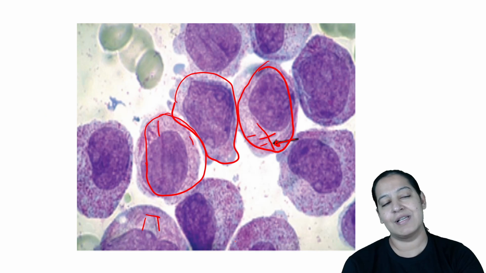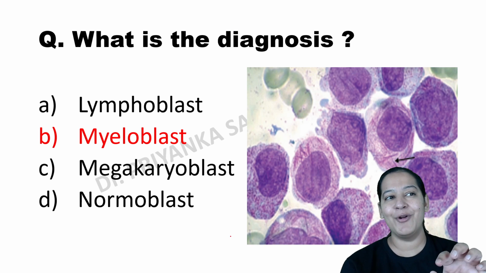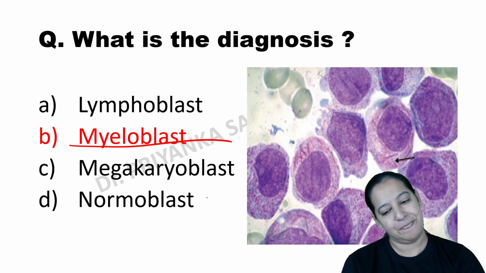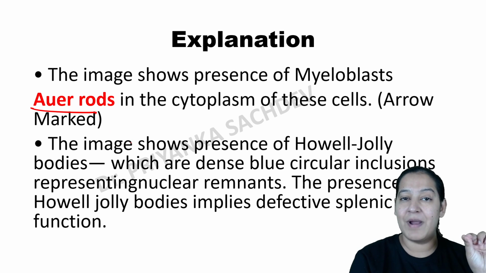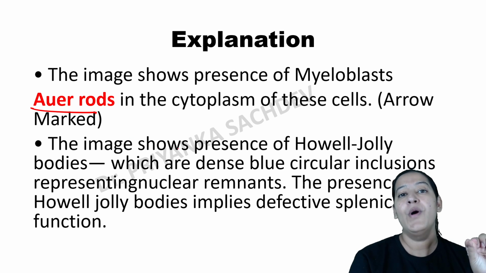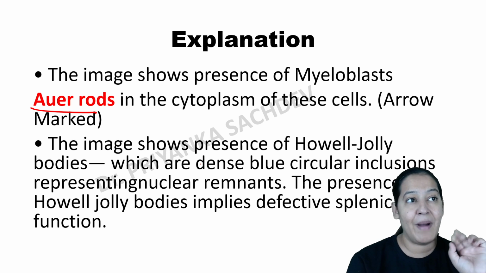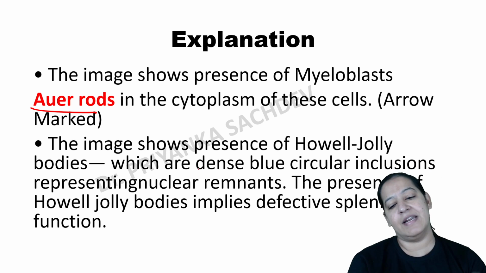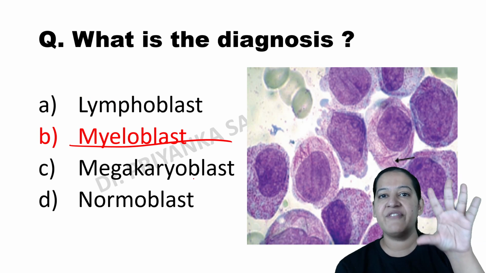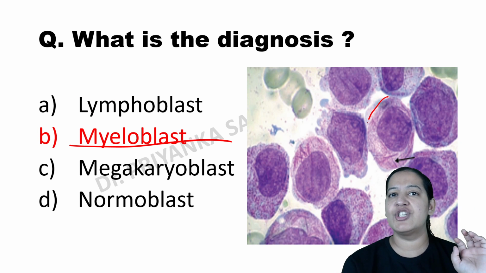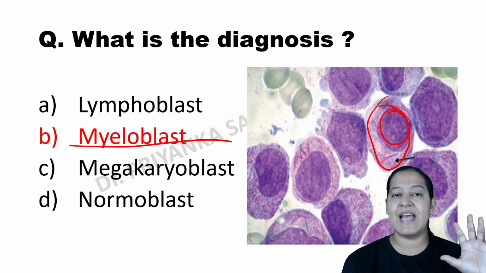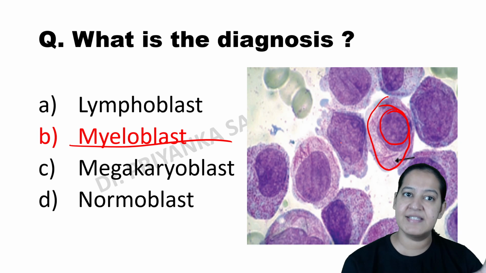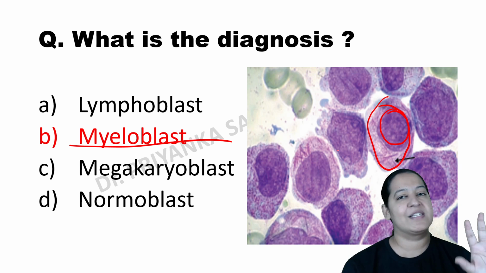So what are Auer rods? The answer is myeloblast. Your guess is absolutely right. Auer rods present in the cytoplasm give a clue that the image is of a myeloblast. Auer rods are never present in a lymphoblast. First you have to identify that it is a blast. Based on NC ratio, I have identified it is a blast. See the nucleus of each of them. The cells are large, they have a high NC ratio, and the nucleus is hyperchromatic. So it is a blast.